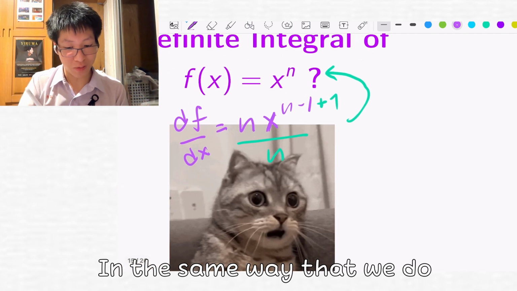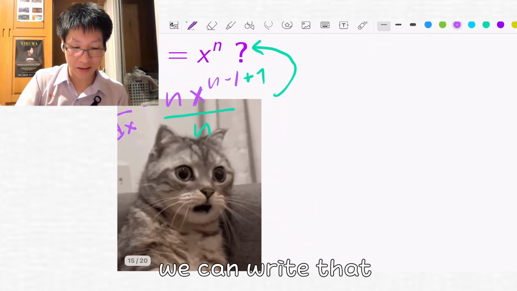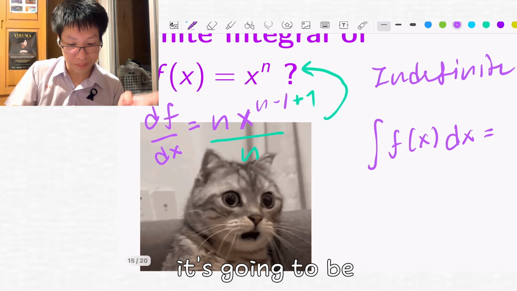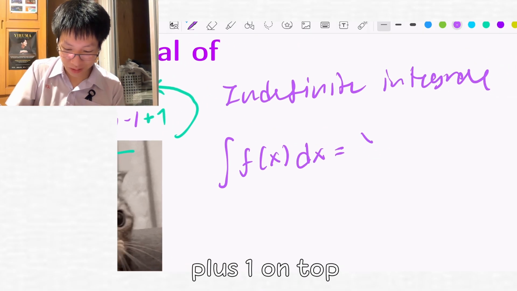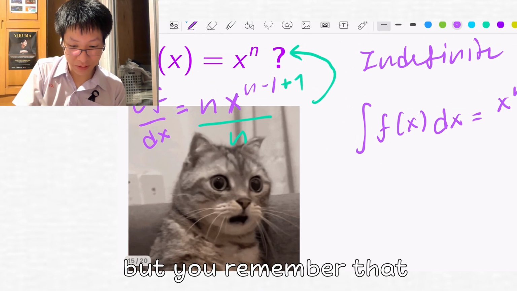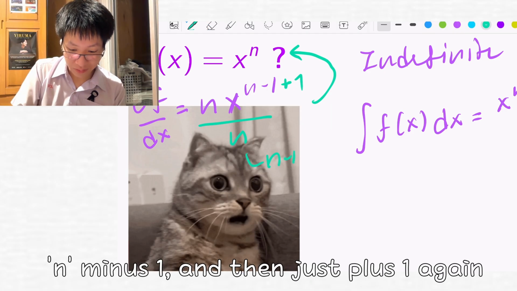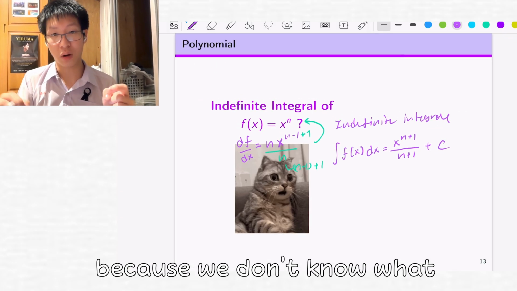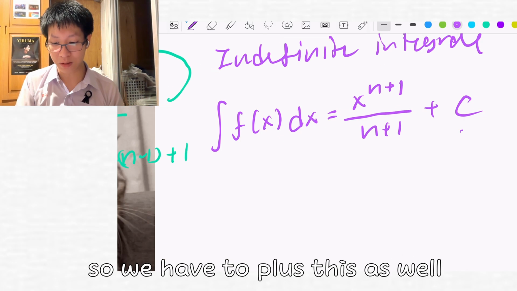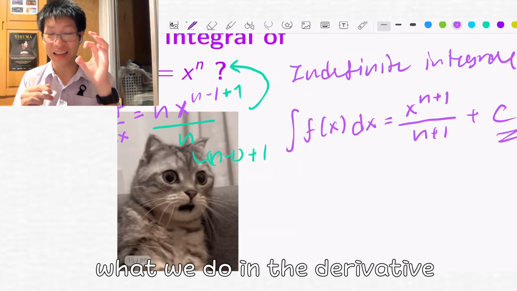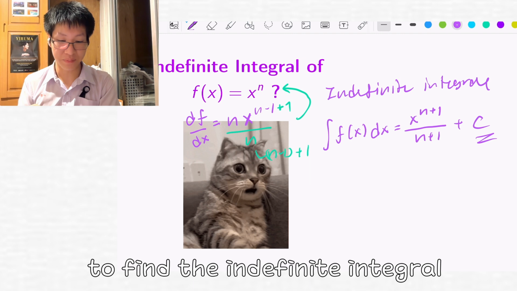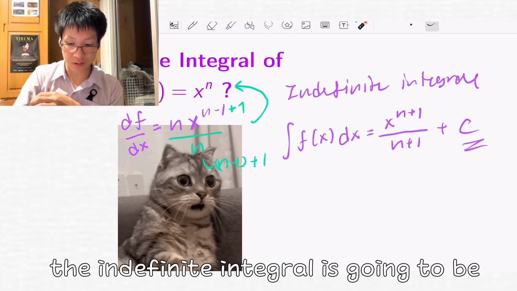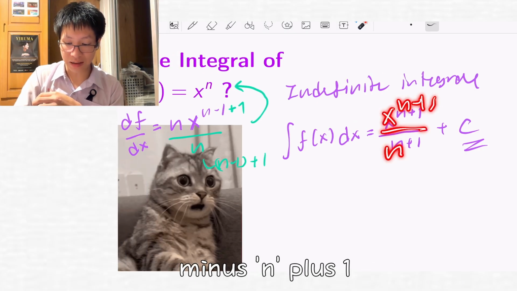In the same way that we reverse the derivative, we can write the indefinite integral of f of x dx. It's going to be plus 1 on top of the exponent, and we have to divide by it. You remember that we can write n minus 1 and then plus 1 again, so we just divide by n plus 1, and then add the constant because we don't know what the original constant actually is. Essentially, we're just reversing what we do in the derivative. So for the function x to the n, the indefinite integral is x to the n plus 1 divided by n plus 1, plus c.